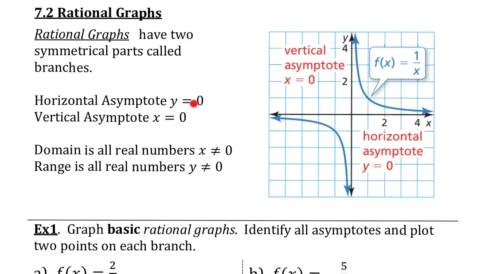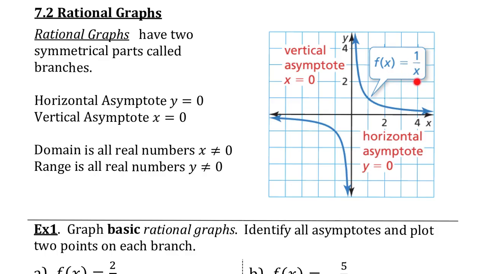There's a horizontal asymptote at y equals 0. Right now you can see it's not crossing the x-axis. There's a vertical asymptote at x equals 0. So this is the y-axis. The domain is all the real numbers except x cannot be 0. And if you look at the graph, it goes from left to right. It stops at x equals 0, and then same here.